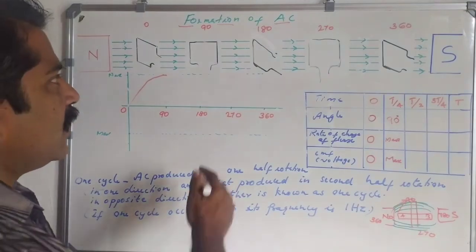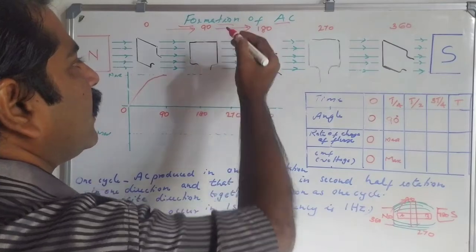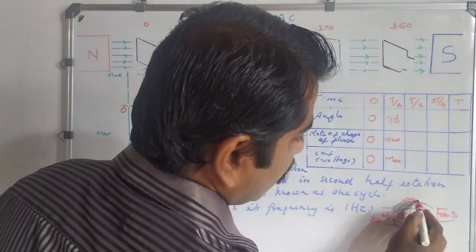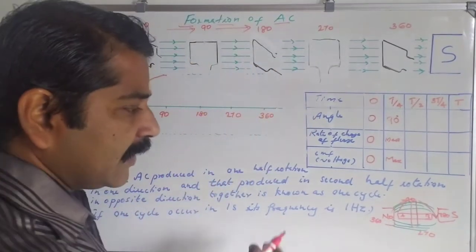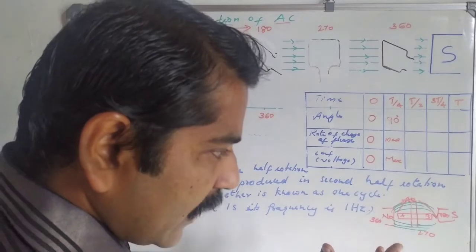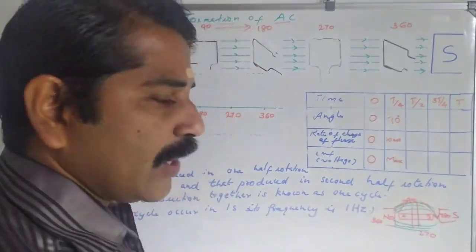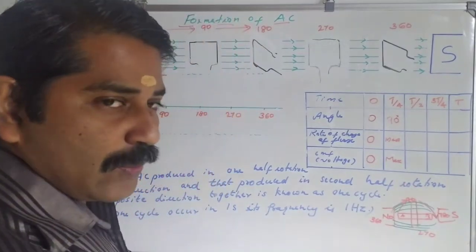Then what happens? Then here we move to 90 degrees. Now we are going to move from 90 to 180 degrees. So this is 90 degrees, and from 90 to 180, when it moves downwards, what will happen? The number of flux lines broken slowly decreases and reaches 0.